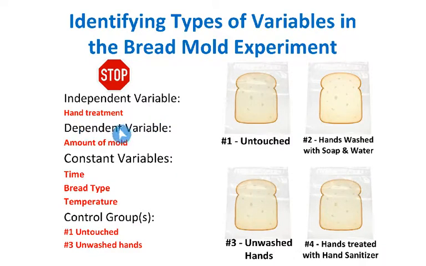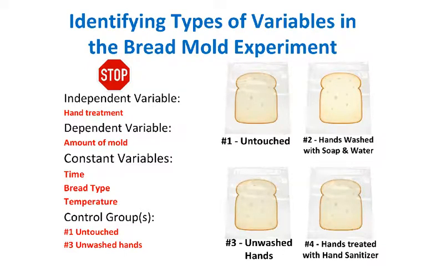The dependent variable is the thing that we measure at the end of the experiment. And the thing that we're going to measure is the amount of mold that grows on each of these pieces of bread, to see whether or not the way you treated your hands made a difference, whether or not washing your hands really helped get rid of germs, all right? So this is what we would measure.